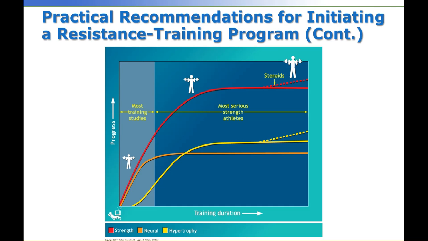Practical recommendations for initiating a training program. In the beginning, you have neural adaptation, you have strength, you have hypertrophy, and then hypertrophy and neural adaptations plateau, and even strength. Then some people take PEDs, steroids, things like that to increase muscular size and then strength even further. But that doesn't come without side effects, so you really have to ask yourself, what is the benefit of something if over time it's going to be detrimental?